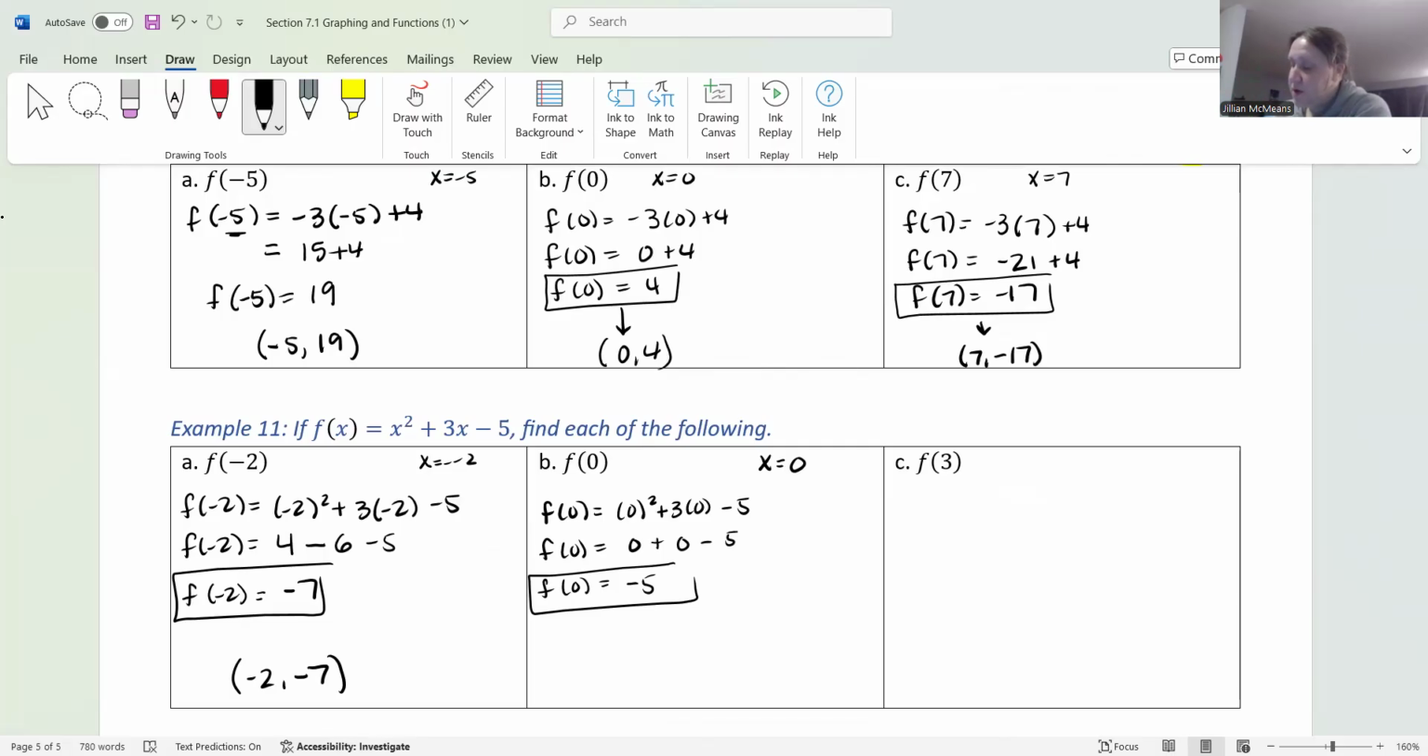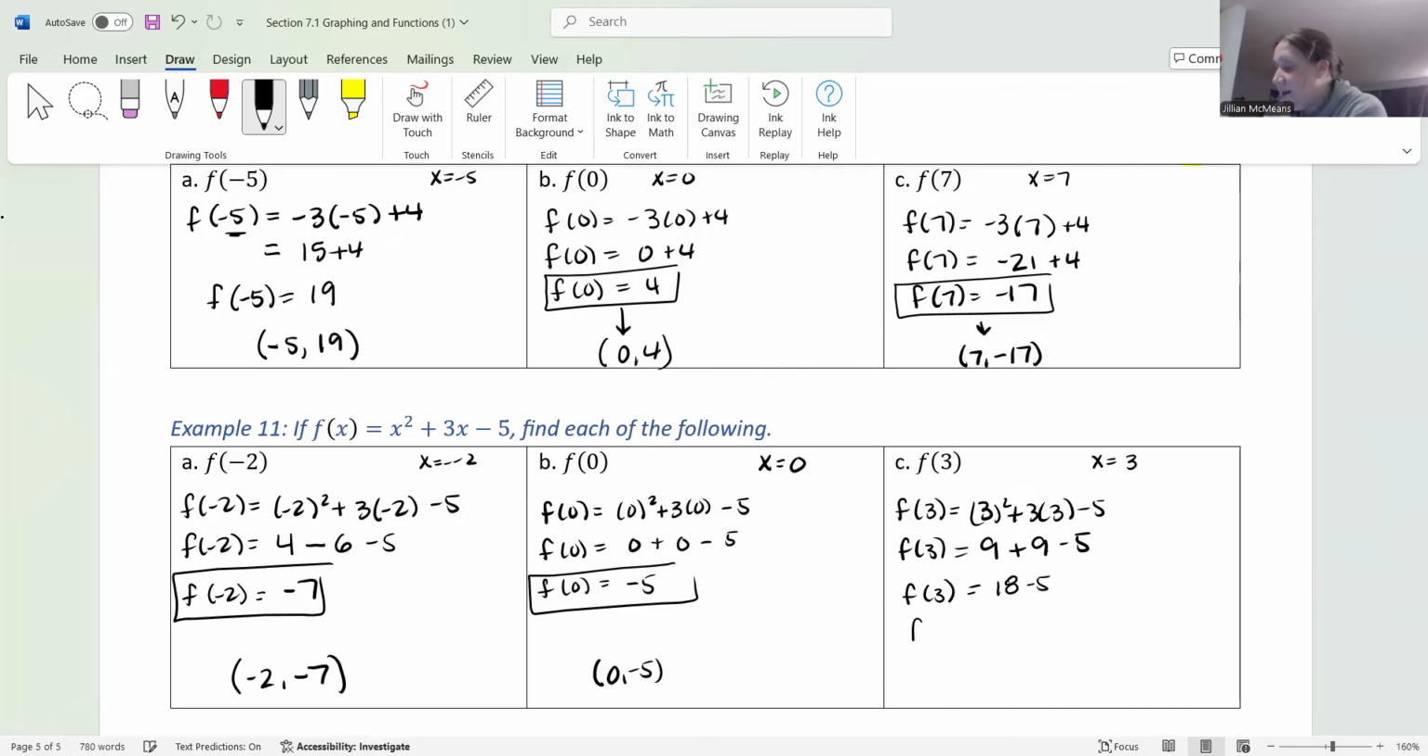All righty, and this would correspond to the ordered pair 0, negative 5. Okay, one more. All right, so we have f of 3, which means x equals 3. So we're going to rewrite the same function, but anywhere we see an x, we're going to replace it with a 3. So we get 3 squared plus 3 times 3 minus 5. Well, 3 squared is 9. 3 times 3 is 9, so I'm going to go plus 9, and then drop down your minus 5. And then let's see, 9 plus 9 is 18. And then 18 minus 5 is 13.